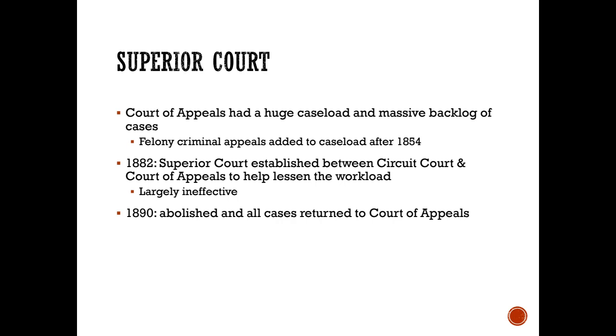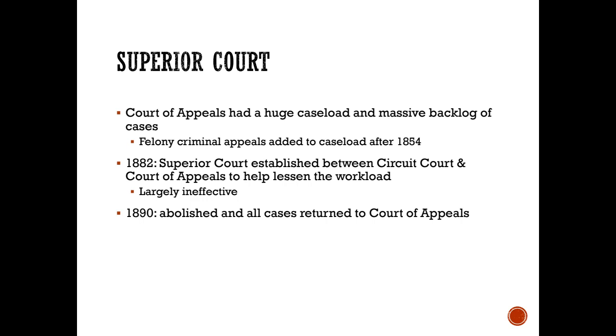Okay, so finally, moving on from the local courts. While the Court of Appeals did continue and it didn't change a whole lot with the third Constitution, as time went on, they did start having some problems. As an example, with the passing of the 1854 Criminal Code, which allowed felony criminal cases to appeal to the Court of Appeals, the Court of Appeals caseload just began to grow enormously. And by the 1880s, the Court of Appeals was actually several years behind the lower courts. So the Superior Court was created at the time to kind of help take some of the cases off of the Court of Appeals. So it was between the Circuit Court and the Court of Appeals, and it was meant to kind of help lessen the workload.